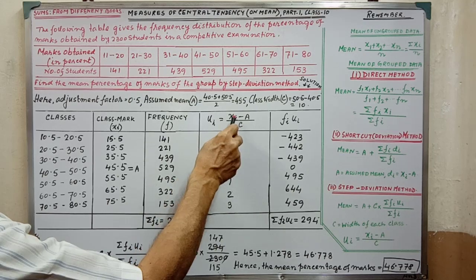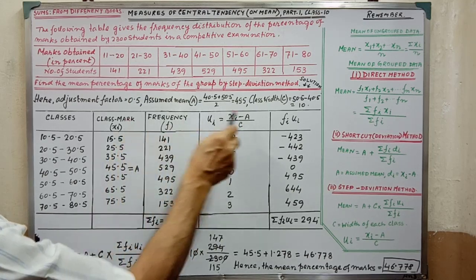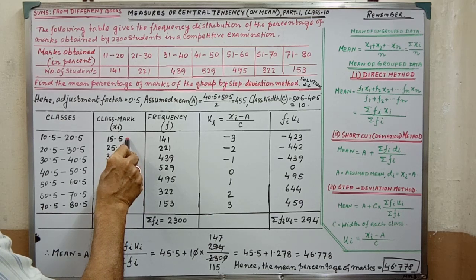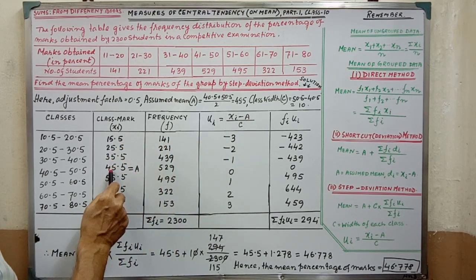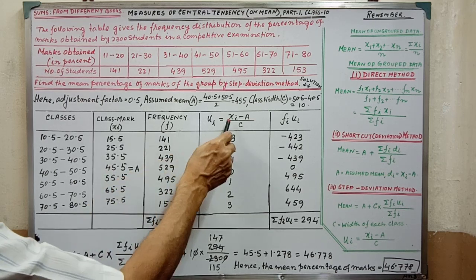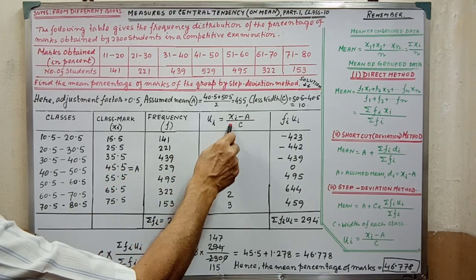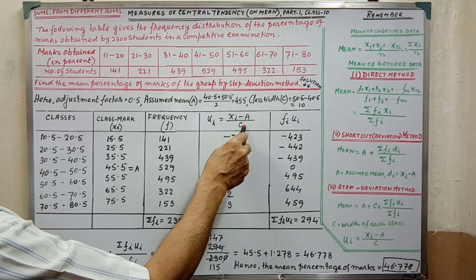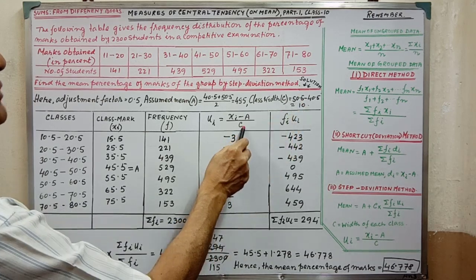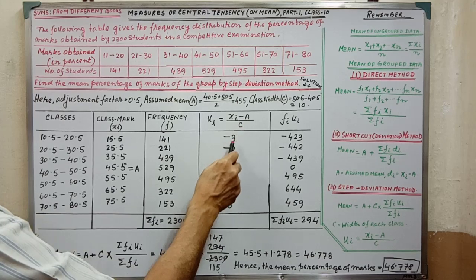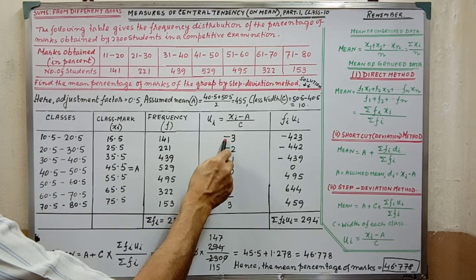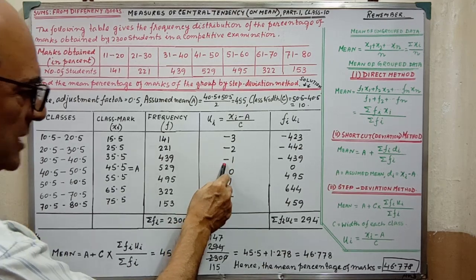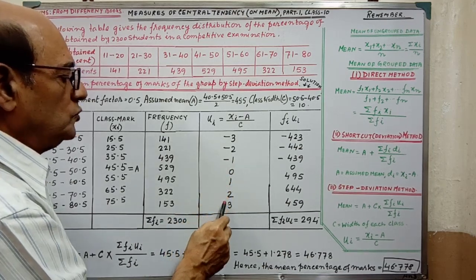Then ui equal to xi, that is the class mark, minus a. xi is 15.5, and a is 45.5. By putting in the values we are getting minus 30, and divided by c, that is the width of the classes, that is 10. So divided by 10, we are getting the result minus 3. In this way, here it will be minus 2, here minus 1, 0, 1, 2, 3.